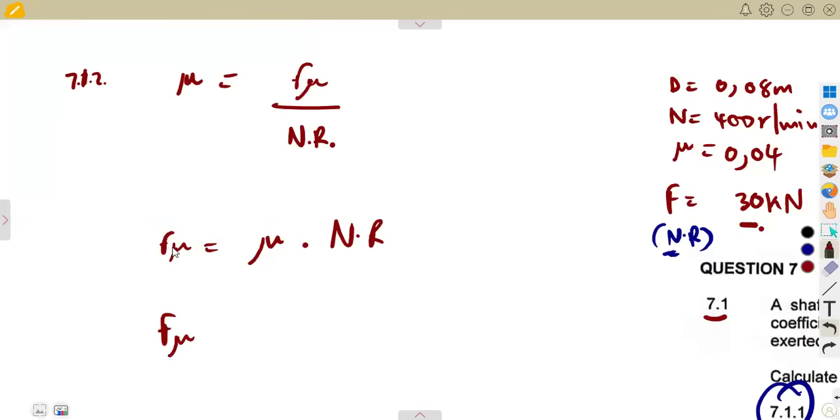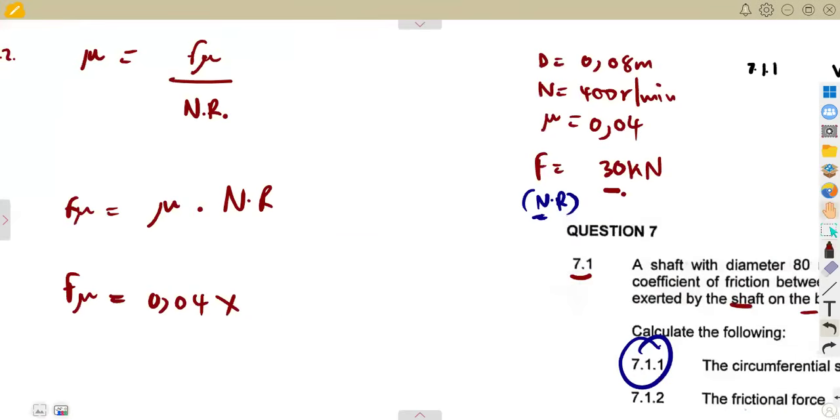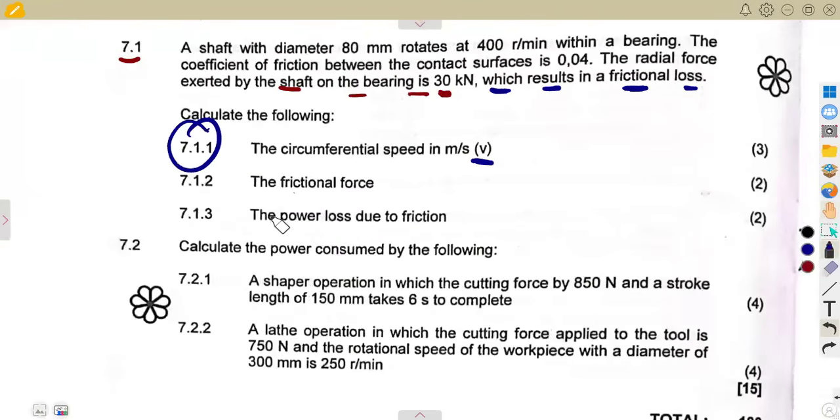So that means our frictional force is going to be the coefficient of friction, which is 0.04, times the normal reaction, which is the force that we are given of 30 kilonewtons. So you're going to multiply by 30 kilonewton. Since this is in kilonewton, it means our answer also is going to be in kilonewton unless you multiply by 30,000. So this was going to be 1.2. Like I said, we used the kilonewton, so our frictional force is also going to be in kilonewton. Just like that, guys. This is your science N4, science N2 actually.